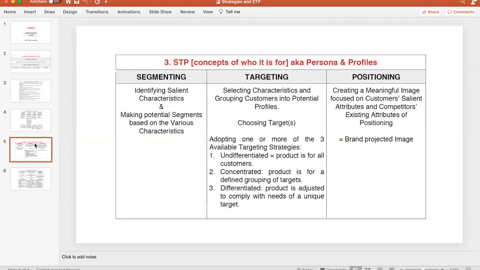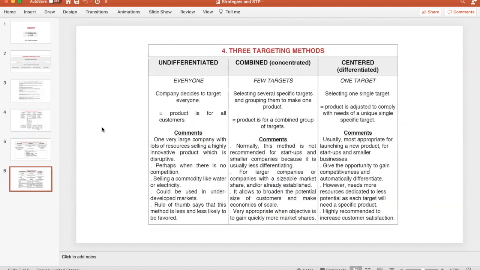Segmenting is about dividing the market and looking for characteristics that are efficient in dividing the market. Targeting is really focusing on which group of customers is the best. And then positioning is coming up with a meaning, an image, a reputation for your company that is consistent with the type of customers and what the customers want your reputation to be. So when you are targeting, you have three methods. Oftentimes they are called three strategies, but I think it's confusing to talk about the three targeting strategies. So I call them methods.